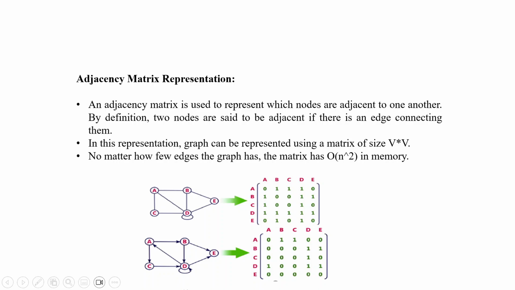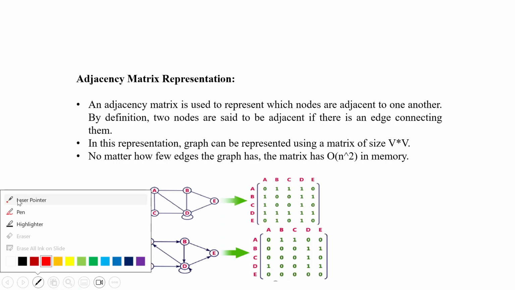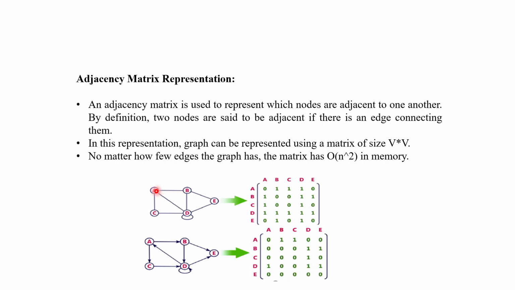Now in the given graph, we will see how many vertices there are: 1, 2, 3, 4, 5. Since there are 5 vertices, we will take a 5 cross 5 matrix. If there are 6 vertices, then we will use 6 cross 6; if 4 vertices, 4 cross 4; if 3 vertices, 3 cross 3. Simple. Is there any edge from A to A? There is no edge, so it is 0.